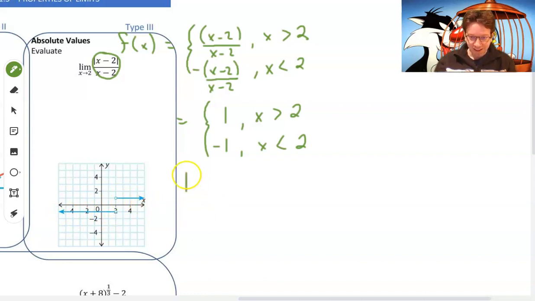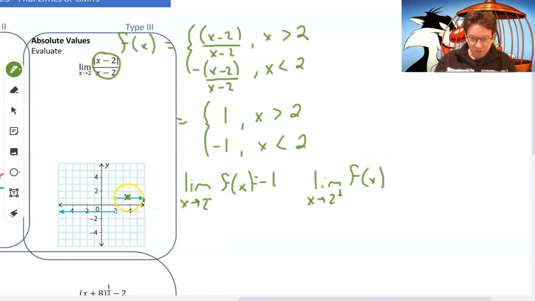So look at the limits then. The limit as x approaches 2, let's look at it from the left for our function. Looks like as x approaches 2, the value is negative 1. But the limit as x approaches 2 from the right for our function, as it's coming from the right, is approaching the value 1.